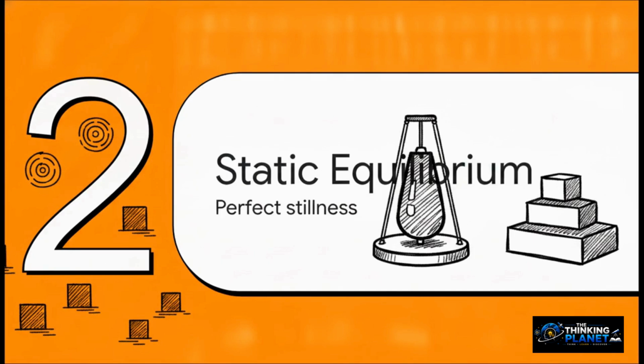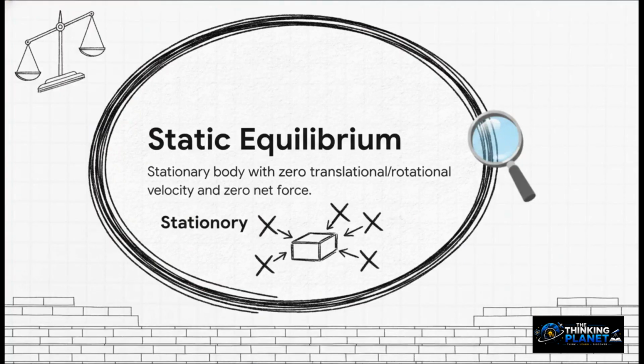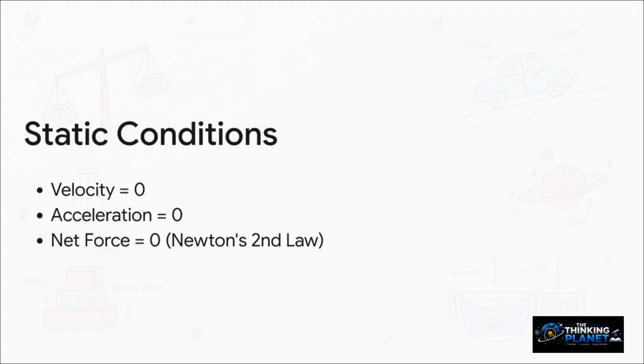Moving along to Section 2, defining static equilibrium. Here's our formal definition. Static equilibrium is a state where a stationary body has zero translational and zero rotational velocity, plus zero net force acting upon it. The crucial word here is stationary. Literally nothing is moving. The underlying math is pretty straightforward. Velocity is zero, meaning there's no speeding up or slowing down, so by default, acceleration is zero. And thanks to Newton's second law, which connects force and acceleration, zero acceleration dictates that the net force has to be exactly zero.